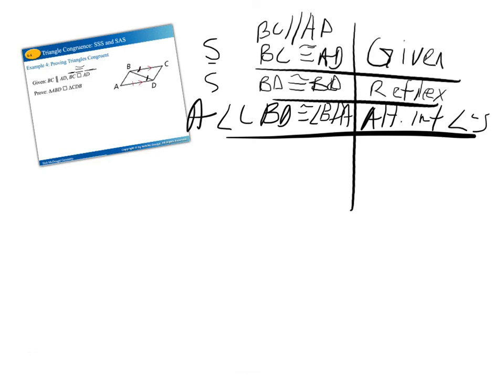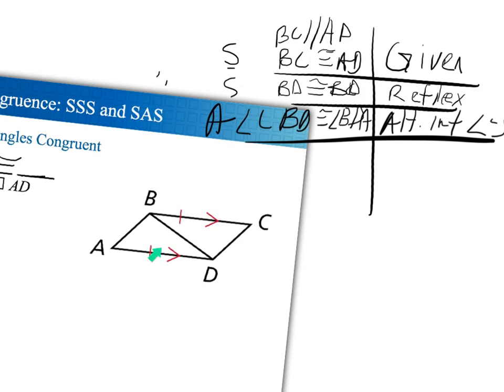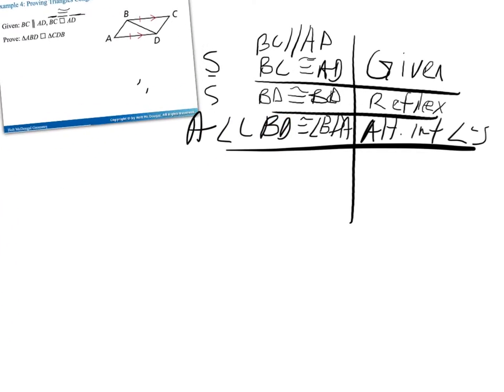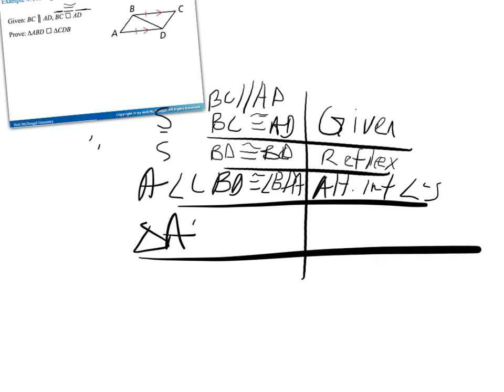So I've got enough, and look how the order is. I go side, angle, side, side, angle, side. So the order is good. I go in order. The included angle is the angle that I'm measuring. So now I can say, again, everything that always goes in your bottom left box is what you're asked to prove. So triangle ABD is congruent to triangle CDB because of side, angle, side. That's it.